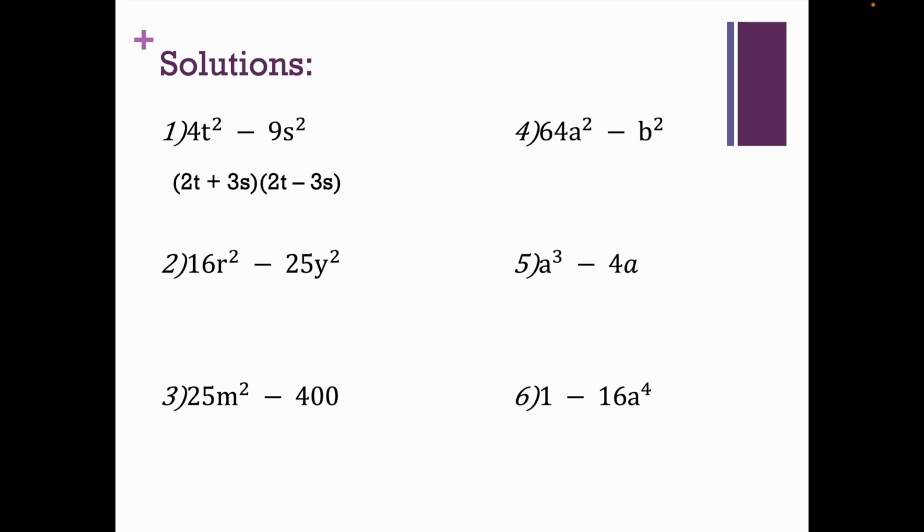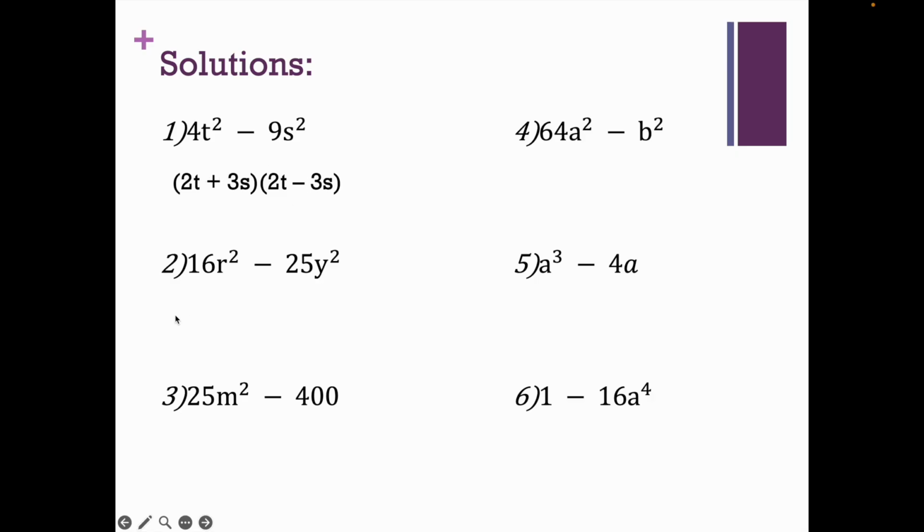In my first example, I have a beautiful difference of squares with no common factor, but I do have to square root both of the terms. The square root of the first term gives me 2t, so I write 2t in both brackets. The square root of the second term gives me 3s. I get 3s in both brackets, and I can't forget to put a plus and a minus in between each of these.